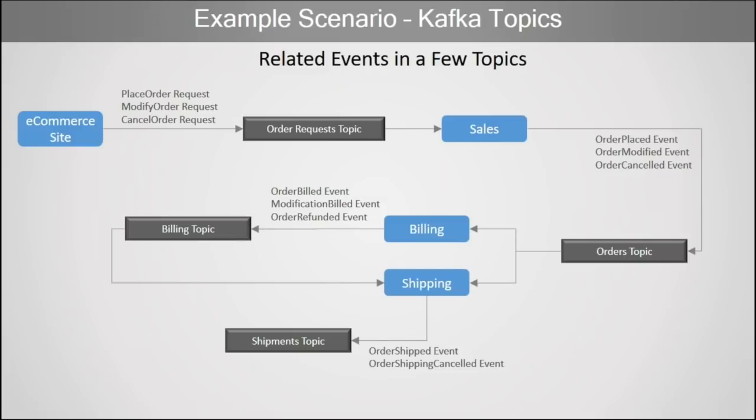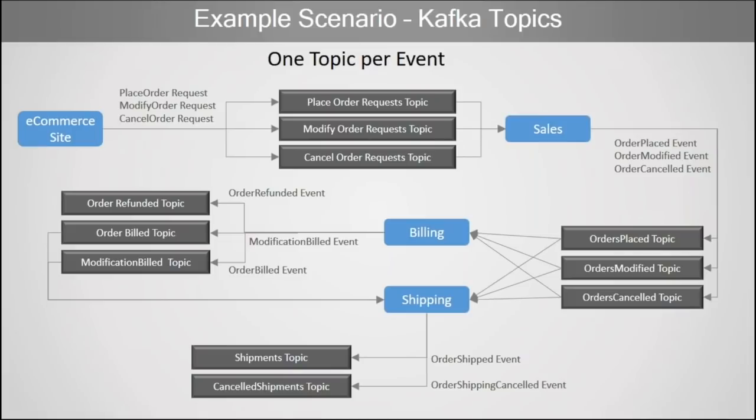So we could decide that actually, do you know what? We can still maintain our ordering of related events, but still split it out a bit. So here we have an orders topic and a billing topic and a shipments topic. And so we still keep the ordering guarantees that we want, but now we're not forcing applications to read so many messages that they don't care about.